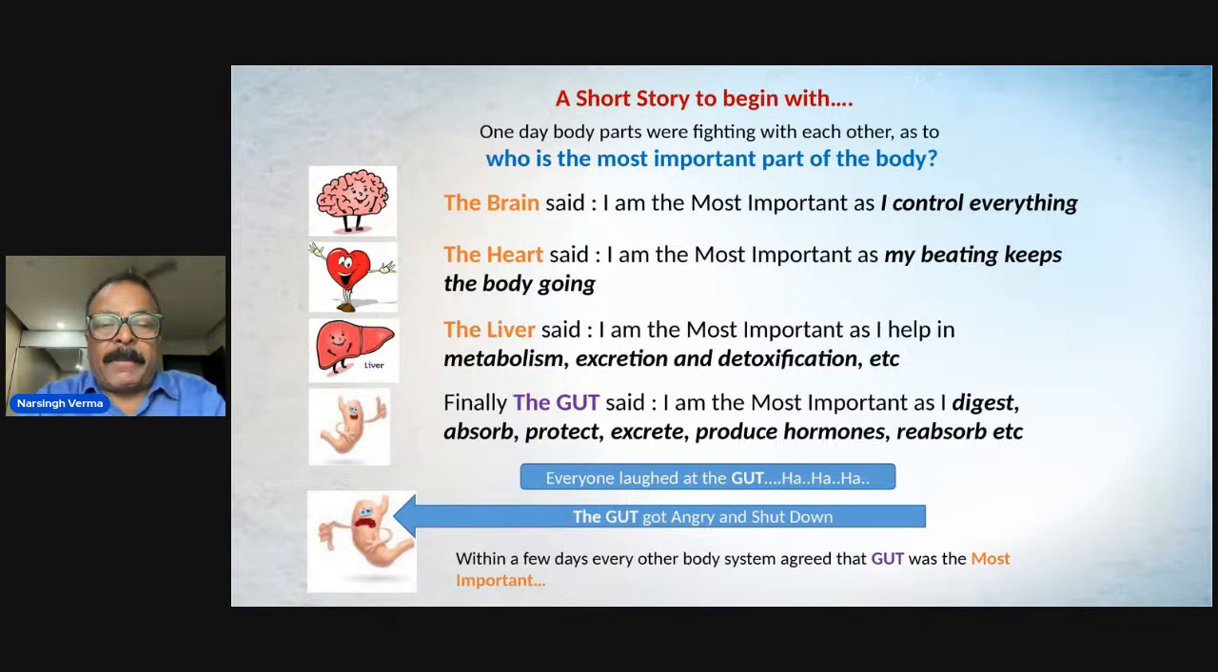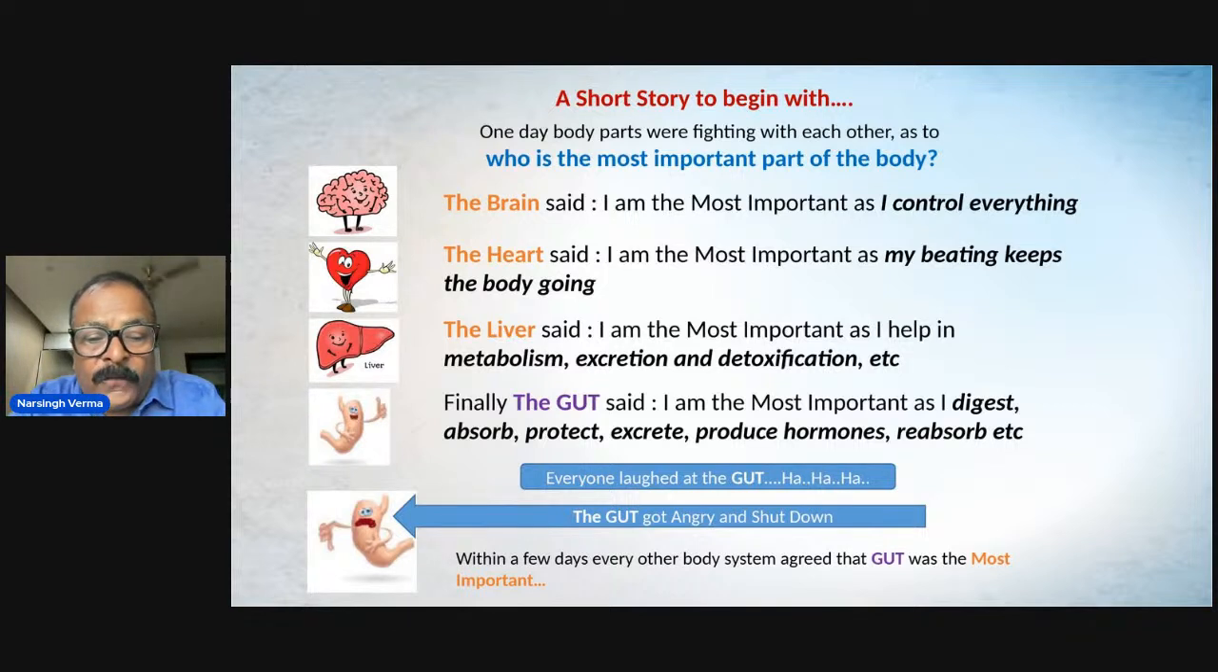The brain said, I am the most important and I control everything. The heart said, I am the most important as my beating keeps the body going. And the liver said, no, I am the most important as I help in metabolism, excretion, and detoxification, and so many other works. And after that, the gut said, I am the most important as I digest, absorb, protect, excrete, produce hormones, reabsorb, so many things. So the gut finally said that I am the best.